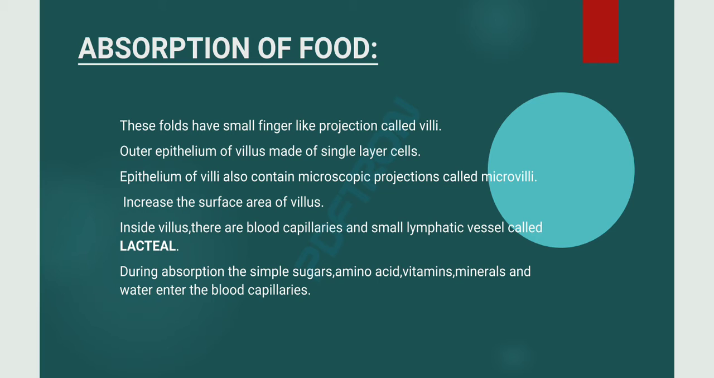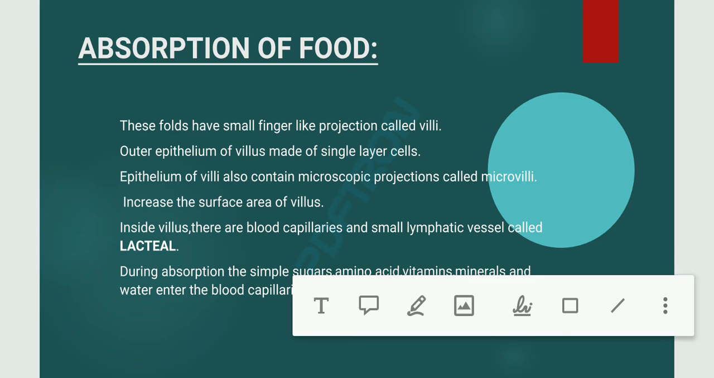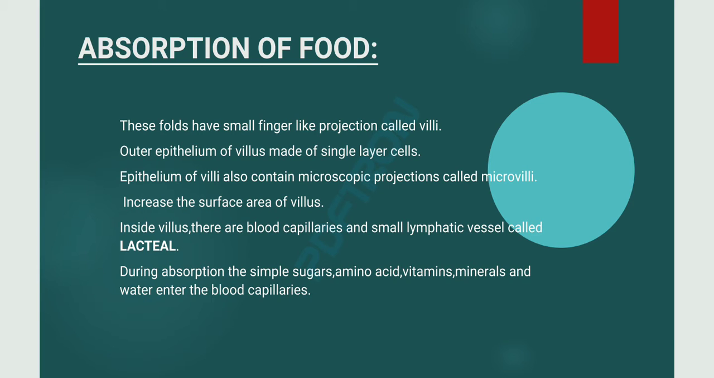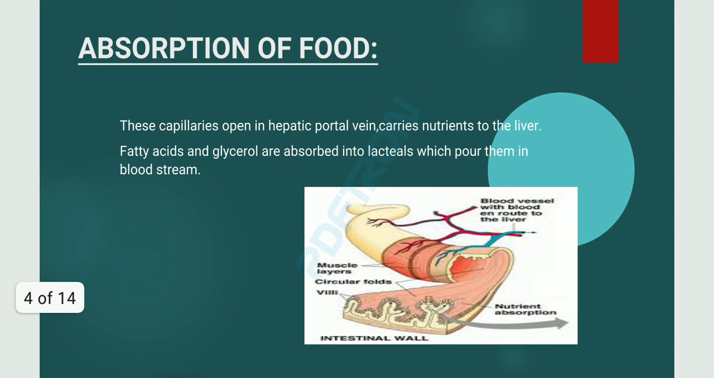Now what are lymphatic vessels? Lymphatic vessels are basically thin-walled vessel structures that carry lymph. During absorption, simple sugars, amino acids, vitamins, minerals and water enter the blood capillaries. These capillaries open into the hepatic portal vein, which carries nutrients to the liver. The hepatic portal vein is basically a vessel that moves blood from the GI tract into the liver. So with the help of these vessels, nutrients are carried into the liver.